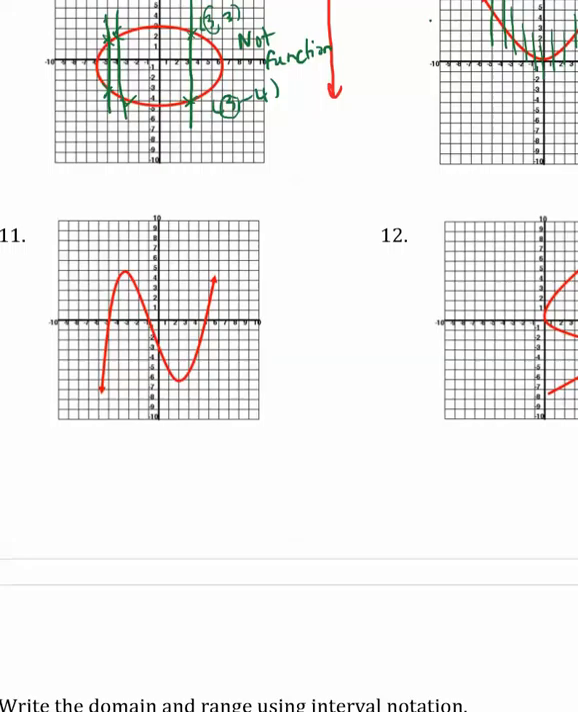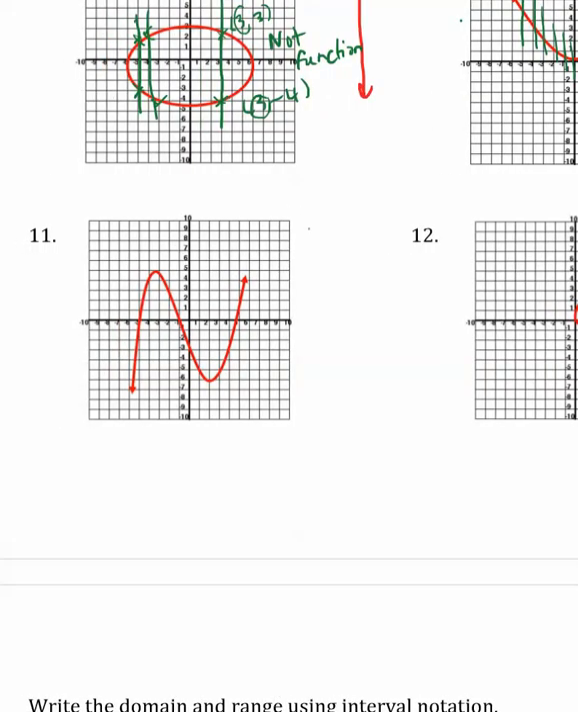Okay, if we look at the next graph, we have a polynomial function graph. Looks like a roller coaster. And if I pass vertical lines through it everywhere, you'll see that at no position does the graph repeat any x-coordinates. It's always going to pass that vertical line test, so this is a function.